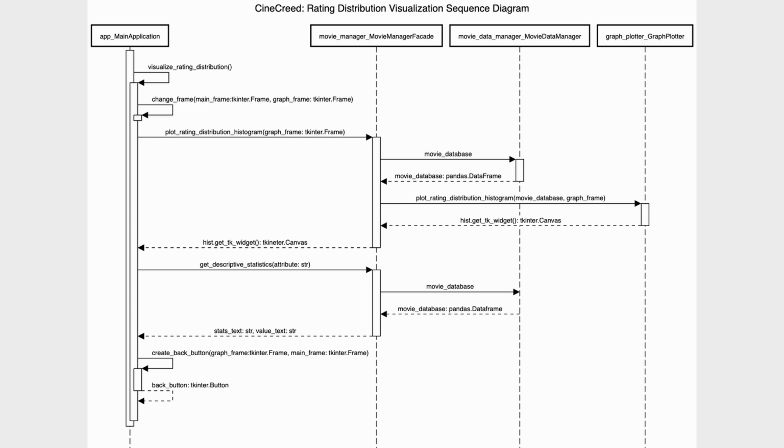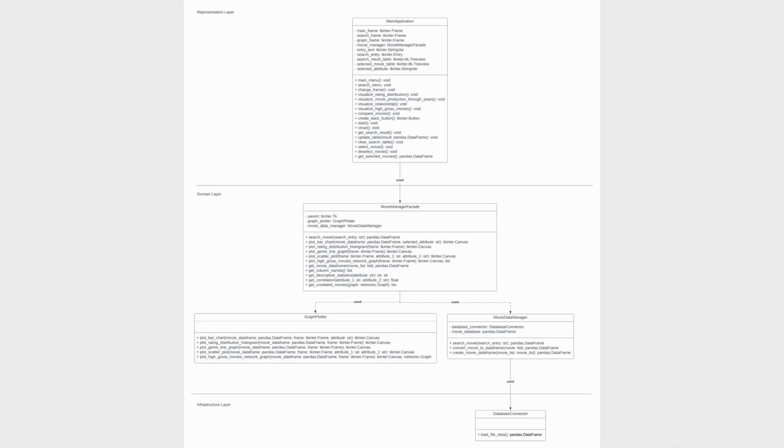Next is the sequence diagram when the user wants to visualize the rating distribution through a histogram. The design patterns that I use in my projects are a layer architecture and a facade pattern.